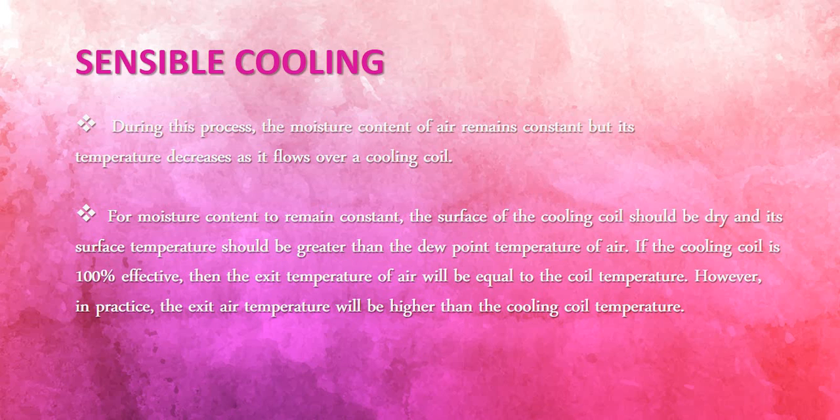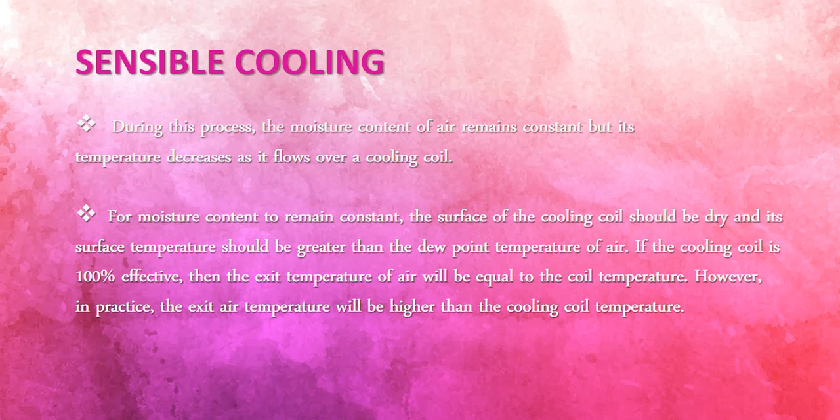Now, when we speak of a sensible cooling process, this is a process wherein the moisture content of air remains constant but its temperature is decreased. How is it decreased? Air is passed over a cooling coil. A cooling coil is simply a coil in which there is a cooling medium flowing inside it.